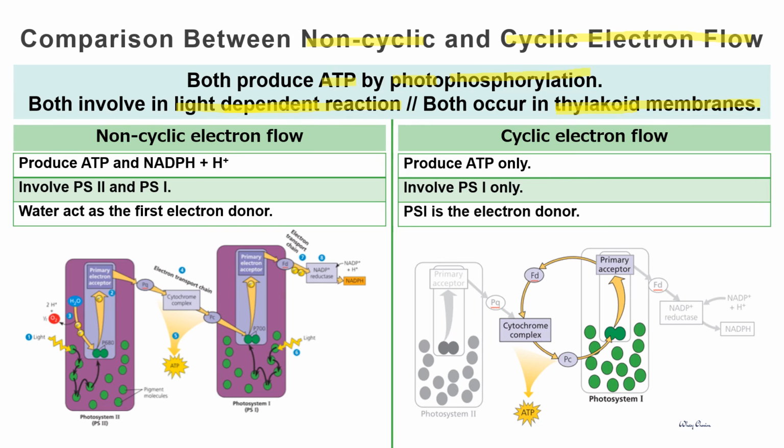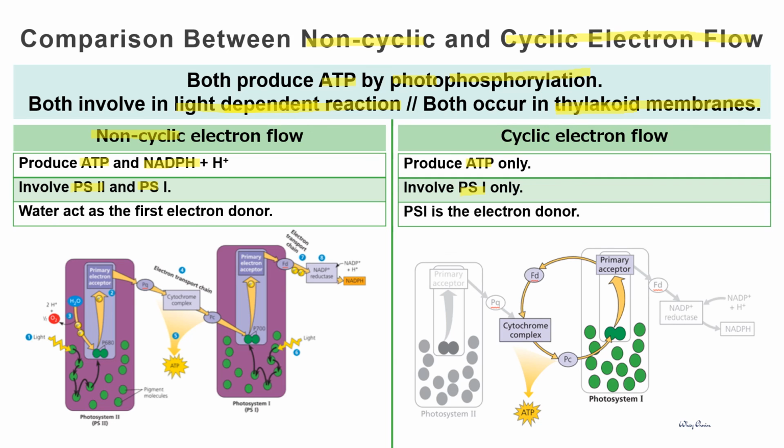But due to the difference in the route of electron flow, the products are different. The non-cyclic electron flow will produce ATP and the high energy molecule NADPH, which can be called an electron carrier. And the cyclic electron flow only produces ATP. This is closely related to the photosystem involvement. For non-cyclic electron flow, both PS2 and PS1 are involved, and cyclic electron flow involves PS1 only.